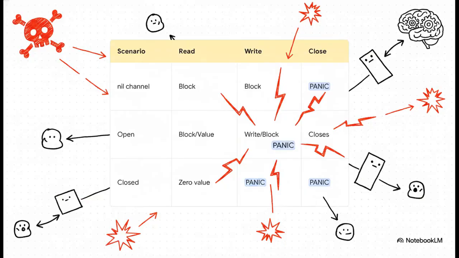Okay, everybody, pause here. This is, without a doubt, the most important slide in this entire explainer. Understanding this table is the absolute key to avoiding painful, impossible to debug concurrency bugs. Pay very close attention to those red panic cells. Trying to write to a closed channel or closing a channel that's already closed will crash your program. Internalize these rules, and I promise you, you'll save yourself hours of debugging misery.